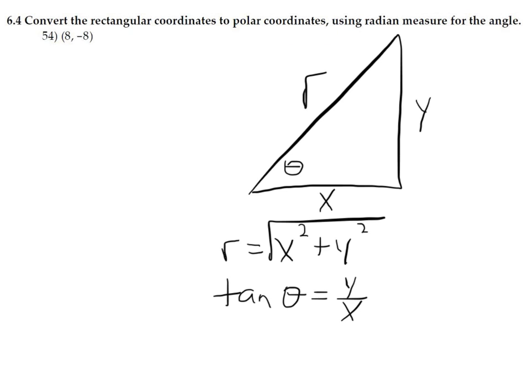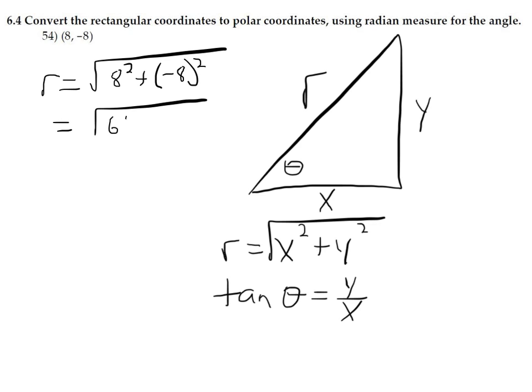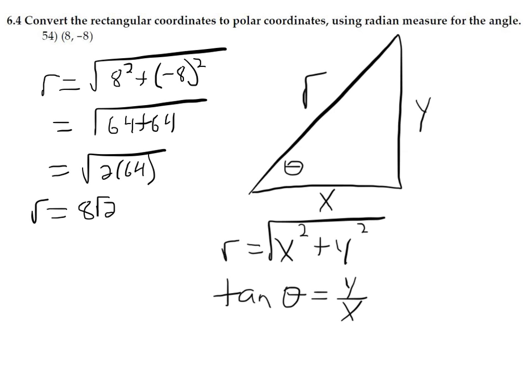Perfect. Find polar coordinates. So we'll work with these. R equals the square root of 8 squared plus negative 8 squared. That is the square root of 64 plus 64, which is 2 times 64, which is 8 square root of 2. That's r, without a calculator.